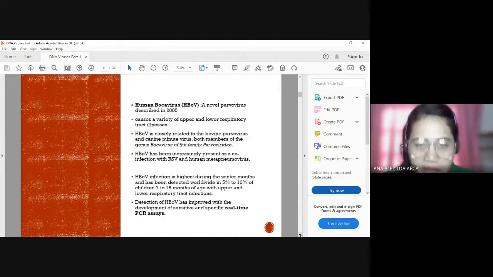So let's go to the human Bocavirus. This human Bocavirus is just a novel parvovirus. Bago lang siya na parvovirus. Ano lang naman yan, respiratory disease lang ang makikita mo dyan. Either sa upper respiratory tract na meron ka lang sipon or ubo, or lower respiratory tract illness. Okay? So, that is what happens. Common siya sa Amerika kasi meron doong mga malalamig na lugar, during the winter months. About 5 to 10% of children ranging from 7 to 18 months of age with upper and lower respiratory tract infection. And to detect this one, just perform the RT-PCR assay.